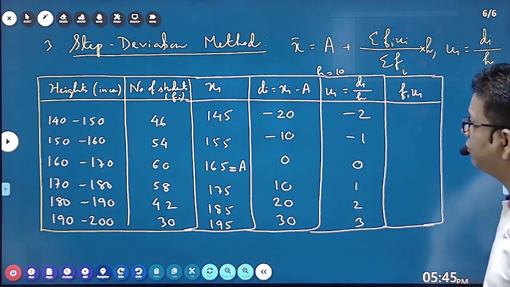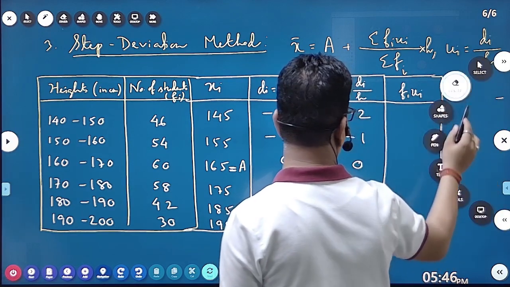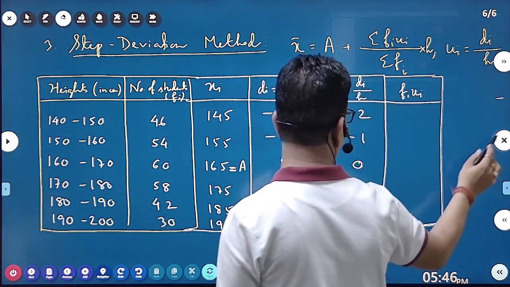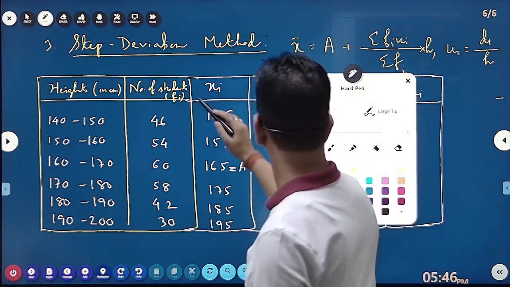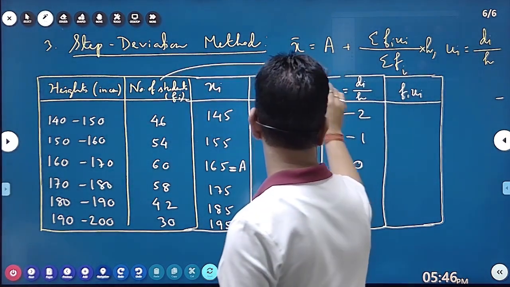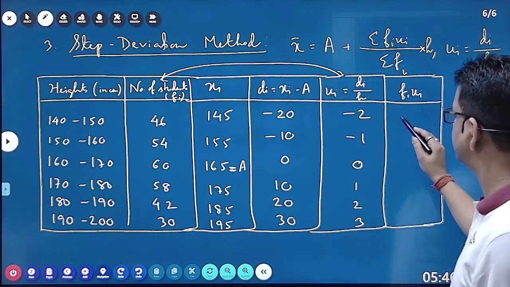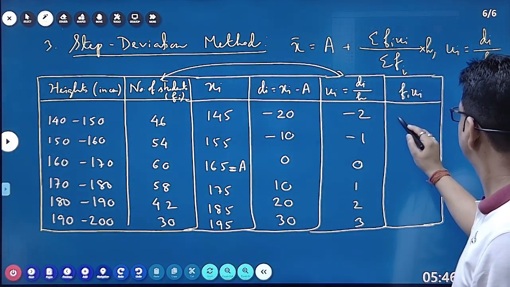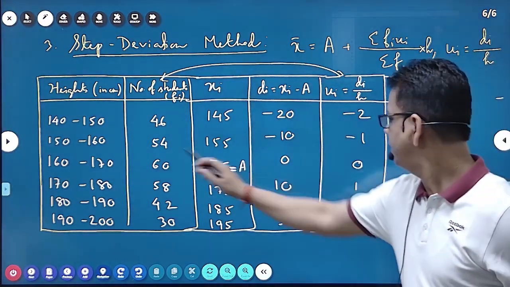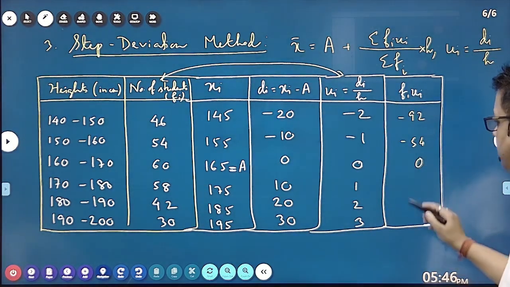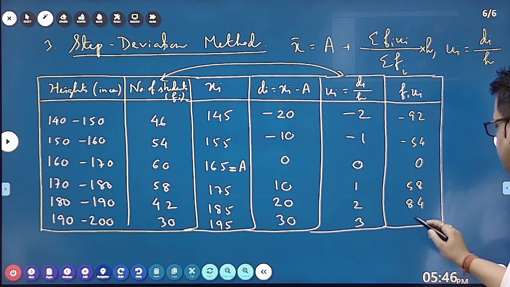Anyway, so now fi ui. It is similar now. We have to multiply fi and ui. So we have to multiply the column of fi with the column of ui. If you do that, fi is 46 into minus 2, it will be minus 92. Then minus 54. fi ui: 60 into 0, 58 into 1, 58. 42 into 2 is 84, and finally 30 into 3, it is 90.